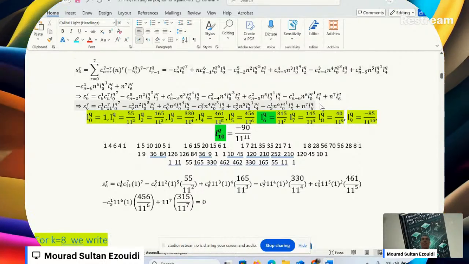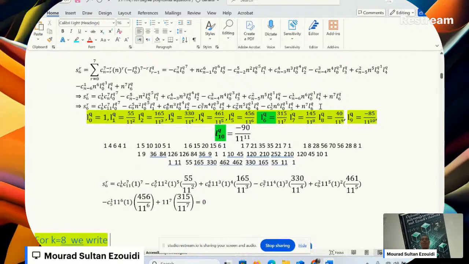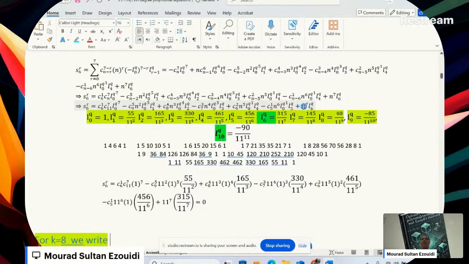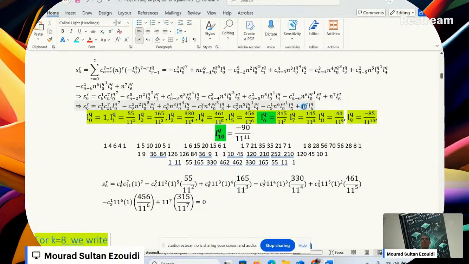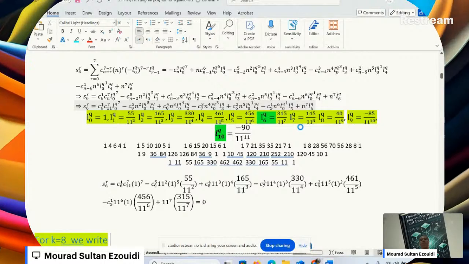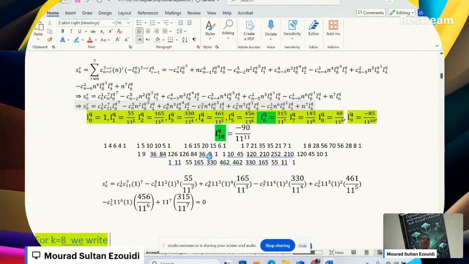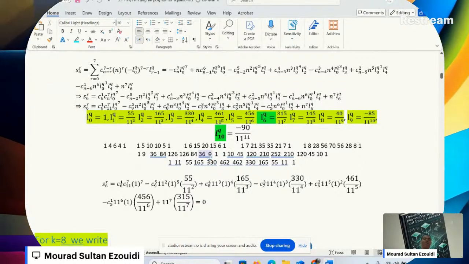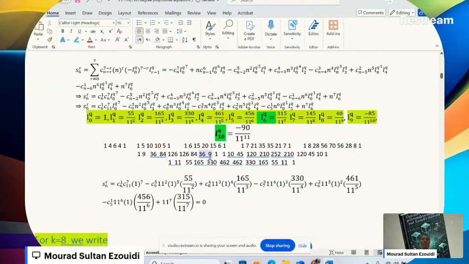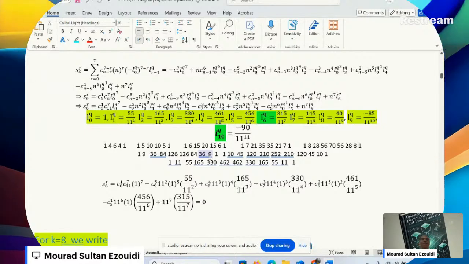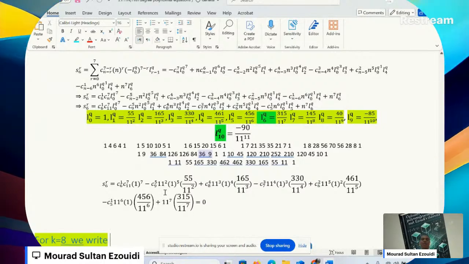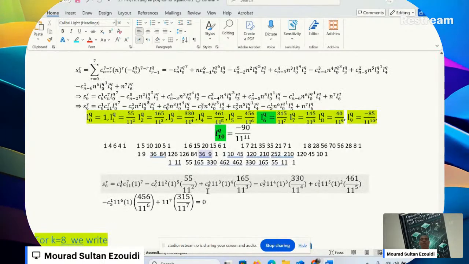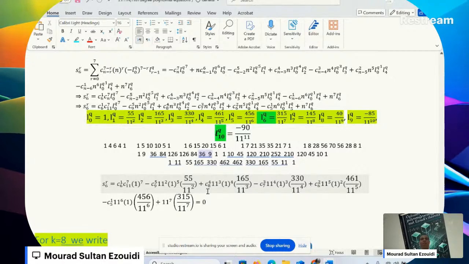S6 will give you the 7th coefficient of the new equation. This is a general formula, whatever n is, 3, 4, 2, whatsoever. So now we can see that we will automatically get the value of S6, which is equal to 0. Just do your own substitution and continue, of course, using Mourad Sultan Ezouidi.